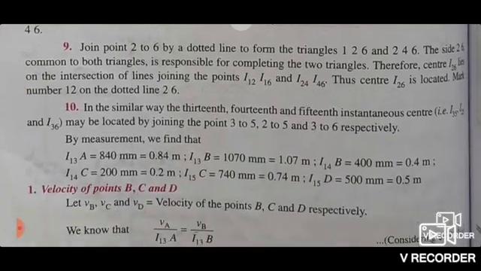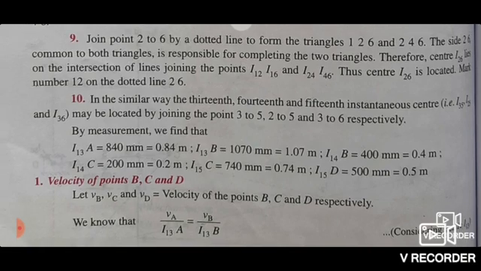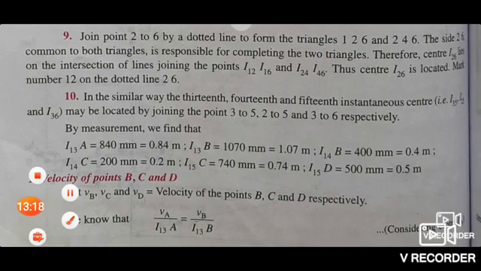Next point, join point 2 to 6 by dotted line to form triangles 1 2 6 and 2 4 6. The side 2 6 common to both the triangles is responsible for completing the two triangles. Therefore, center I26 lies on the intersection of the lines joining I12, I16 and I24, I46. The center I26 is located, mark number 12 on the dotted line 2 6.